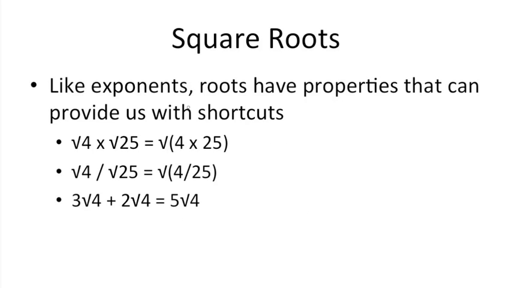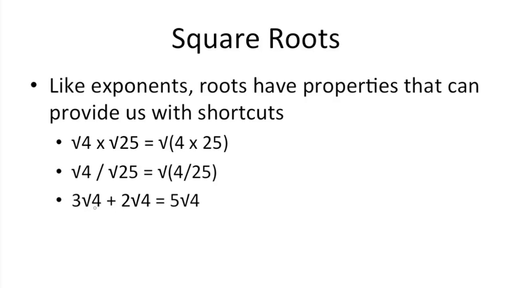So like exponents, there's some shortcuts you can apply to square roots. For instance, here you have the square root of 4 times the square root of 25. Now what you can do is combine these and bring them under the same square root. So here you have the square root, parentheses, of 4 times 25. In a similar way, you can take the square root of 4 divided by the square root of 25 and bring the division, or the fraction, underneath one square root.